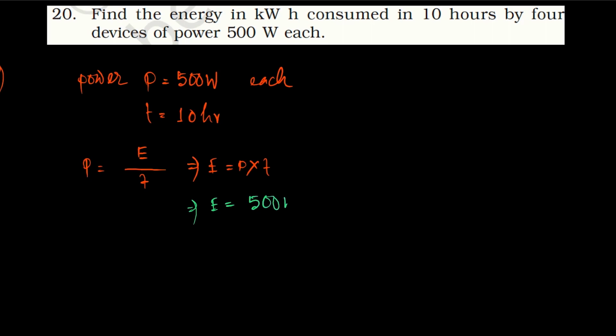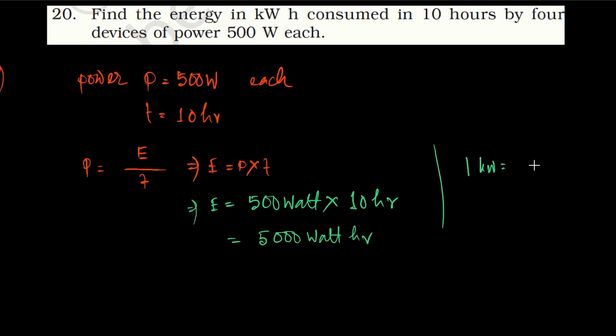Okay, so now just solve this question. What is the power given here? 500 watt. And what is the time given? 10 hour. If you further solve it, what are you going to get? 5000 watt hour. You don't need to give the cross sign. We know that 1 kilowatt is equal to how much watt? 1000 watt, right? So that 5000 watt hour will be how much? 5 kilowatt hour. But this is for only one device.